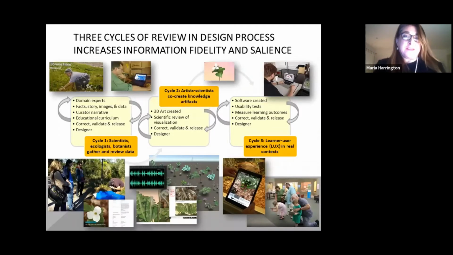There were 3 cycles of review in the design process to intentionally and deliberately increase the information fidelity, the accuracy, and the truth value, as well as the salience for learning for the public. And this 3-cycle process is highly iterative and collaborative. The first cycle deals with the scientists, the second one deals with the artists and the scientists working together, and the third is the programmers and the testing and the validating of the software from a usability standpoint, as well as the learning outcomes that could be measured.